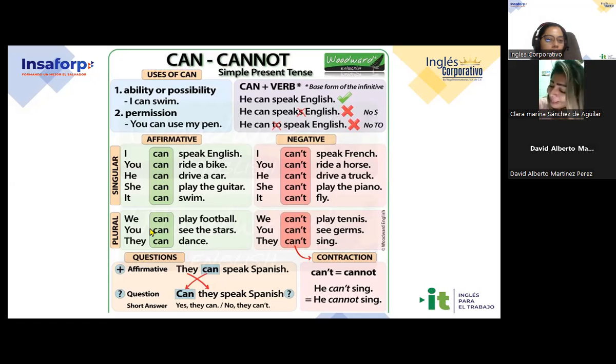It can sleep. En negativo, ¿cómo se pronuncia? Can't. Ajá. Count. Okay. We can't sing. You can't eat bread. They can't play soccer. Soccer. Okay. Excellent. Thank you.